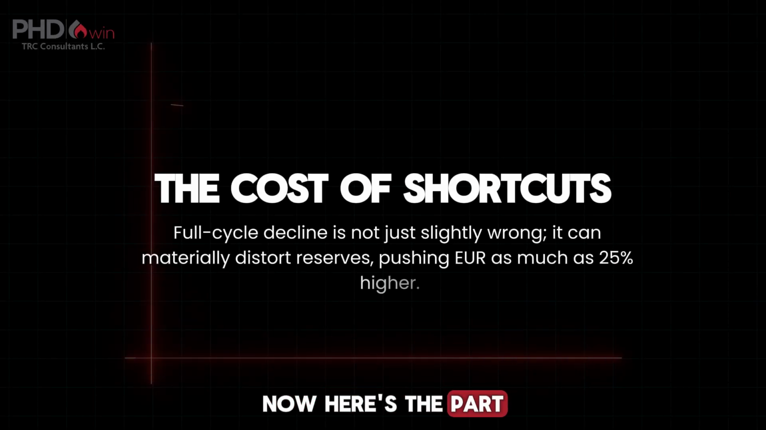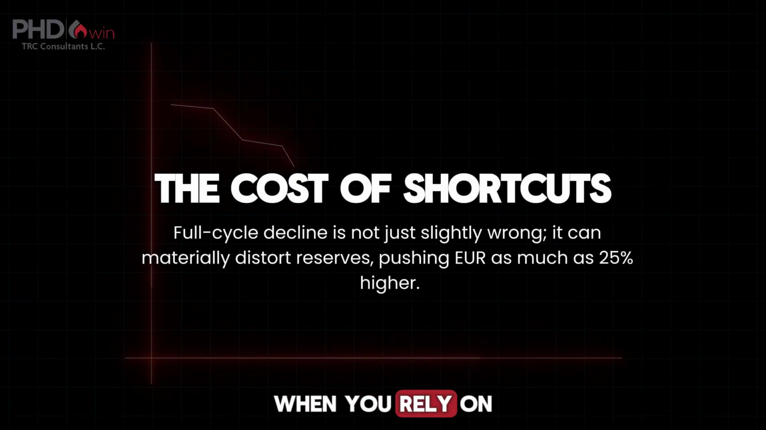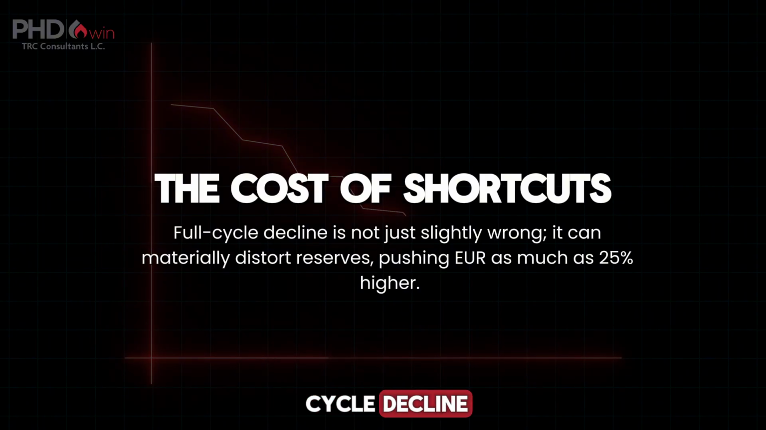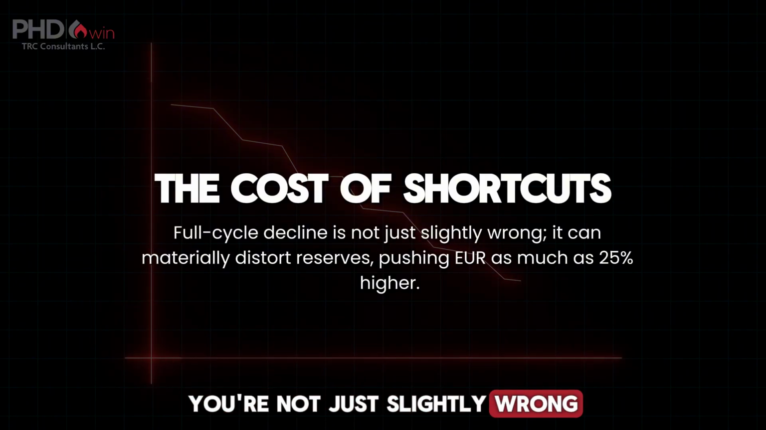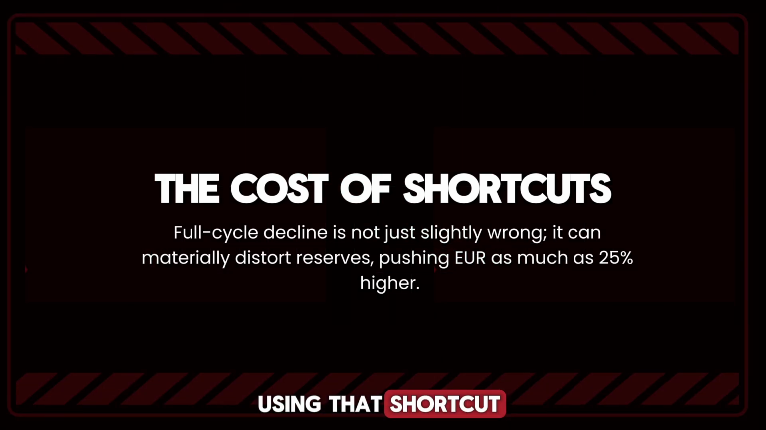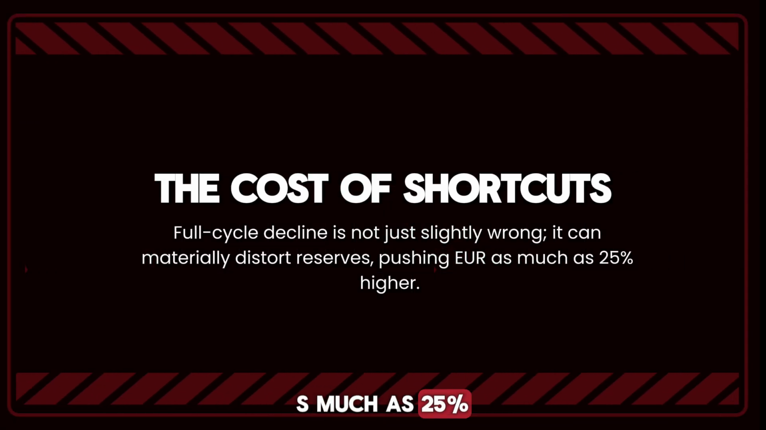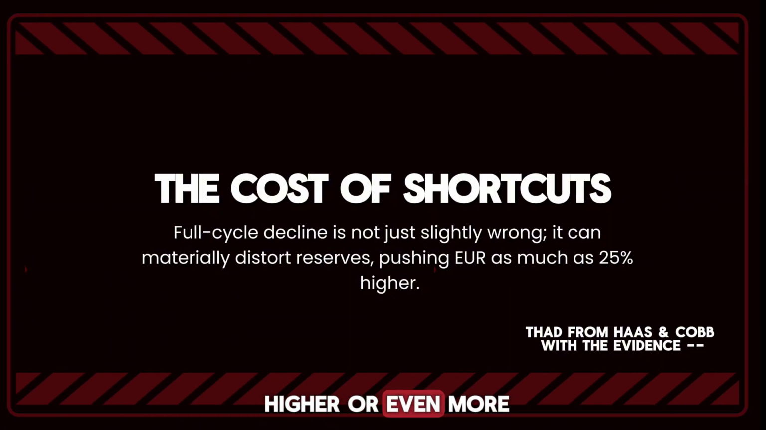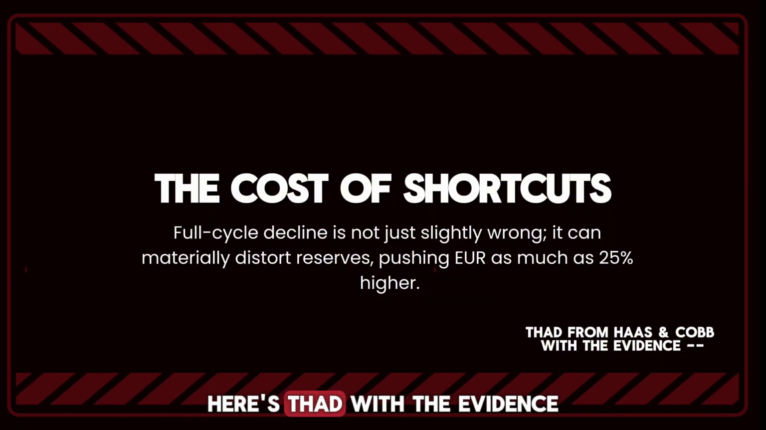Now here's the part engineers miss. When you rely on a single segment full cycle decline, you're not just slightly wrong, you can materially distort reserves. Using that shortcut can push your EUR as much as 25% higher or even more. Here's Thad with the evidence.